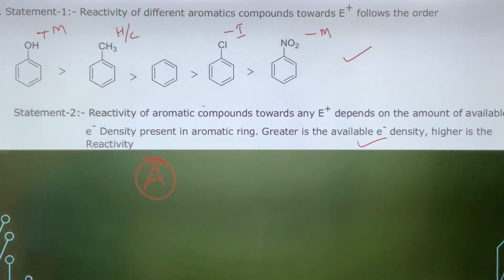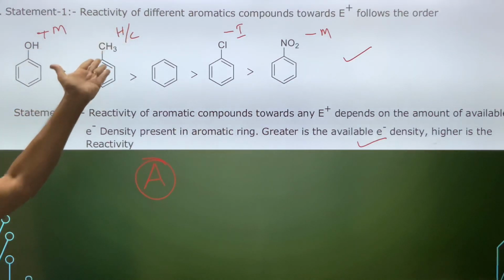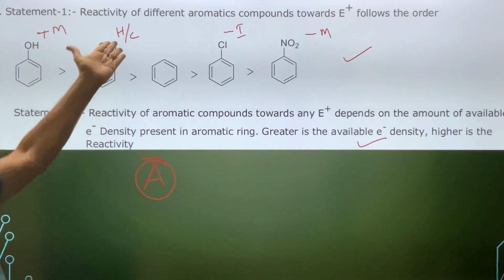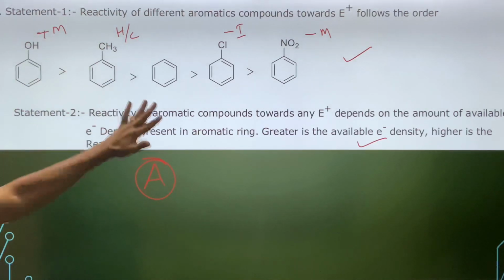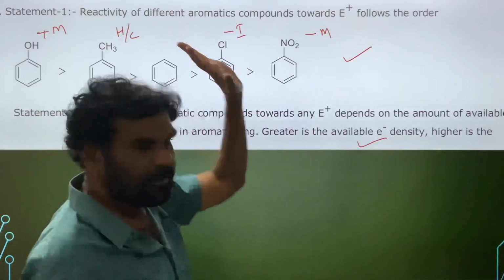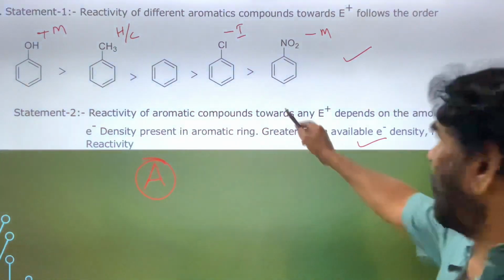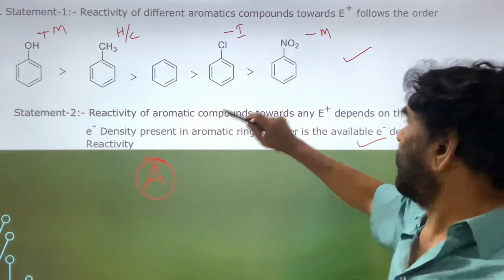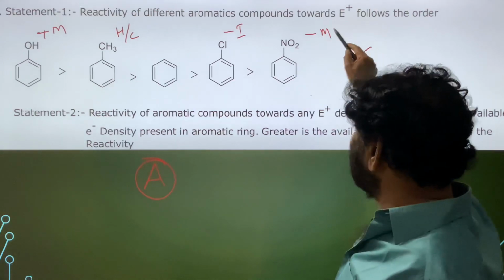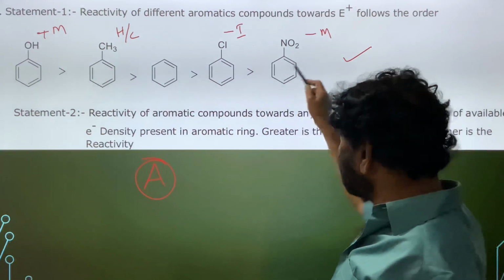The next one is C. Plus M effect, ring activator, but through hyperconjugation less than this. Benzene, minus I decreases the electron density. Halogens are OP directors, but ring deactivators. They are less reactive than benzene. Next, nitro is minus M effect, a major effect compared to the minus I effect. This is less reactive, less electron density.